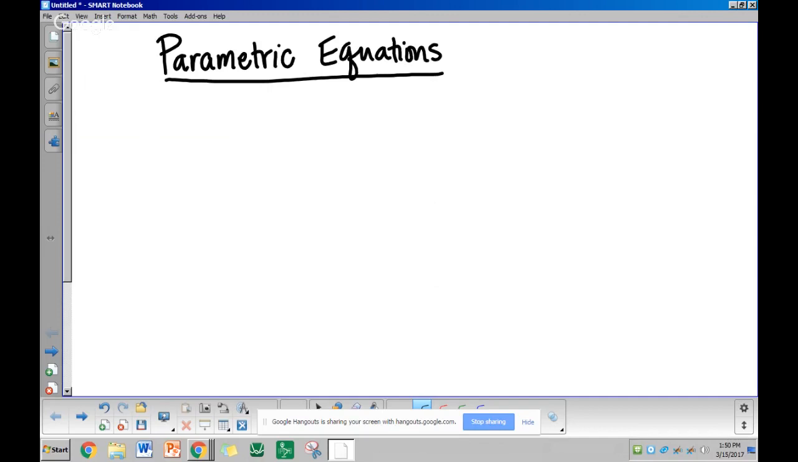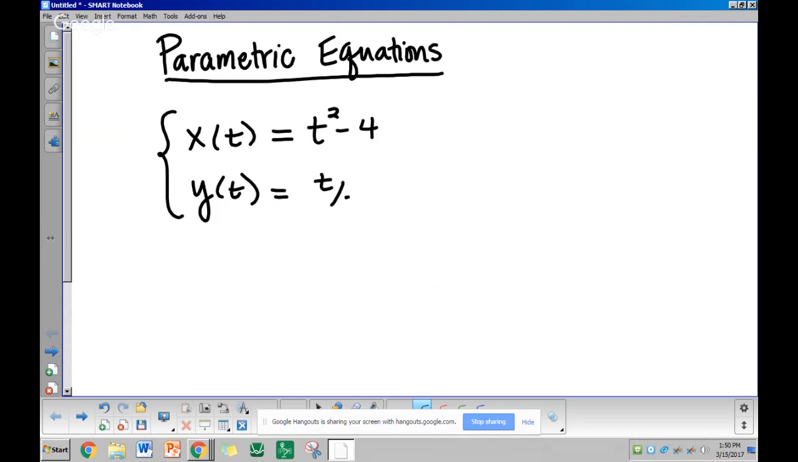So let's remember, if you will, what a parametric equation is. That's independent x and y equations. So it's going to be a set of equations, some function x of t and some function y of t that tells us where we are as a function of time. Or some parameter t: t squared minus 4, and this will be t over 2.